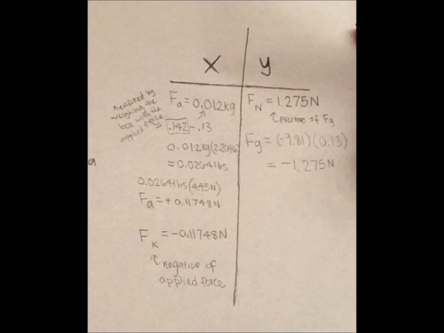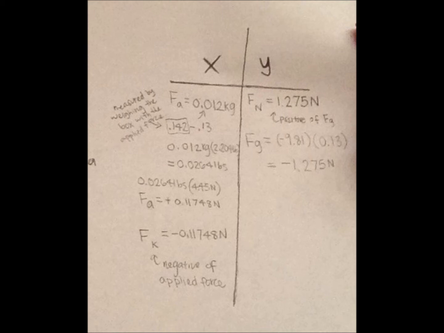First, the force of gravity was calculated by multiplying negative 9.81 by 0.13 kilograms, which is the mass of the box. The force of gravity came out to be negative 1.275 newtons. Since the normal force and the force of gravity are balanced, the normal force is positive 1.275 newtons.